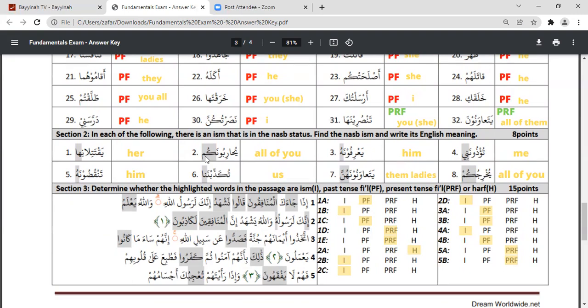Then anta, ka, antuma, kuma, antum, kum. Anti, ki, antuma, kuma, antunna, kunna. Ana, ye or ni, and nahnu, na. This is the table, the pronoun chart that we have on page number 18, and this is the section which is dealing with that. So kum is all of you.